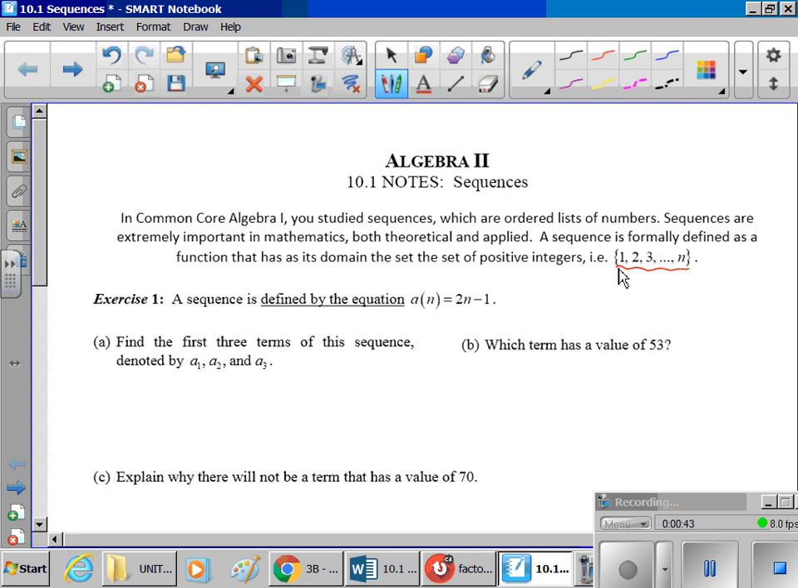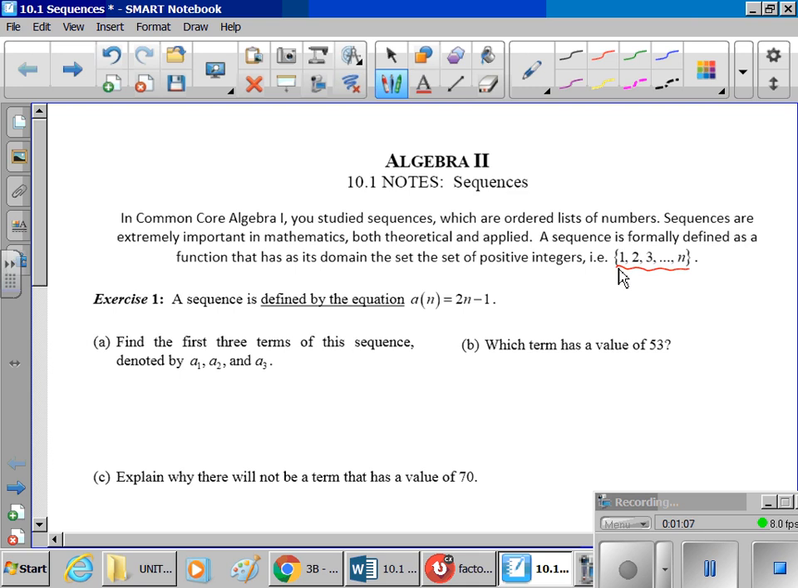So we're counting first term, second term, third term. There's no 1.5 term. It's just like counting people. You can't have half a person. You can only have 1 term, 2 terms, 3 terms. And if you can keep that straight in your head throughout this lesson, I think it will be much easier for you. All right, so let's look at example number 1, exercise number 1.